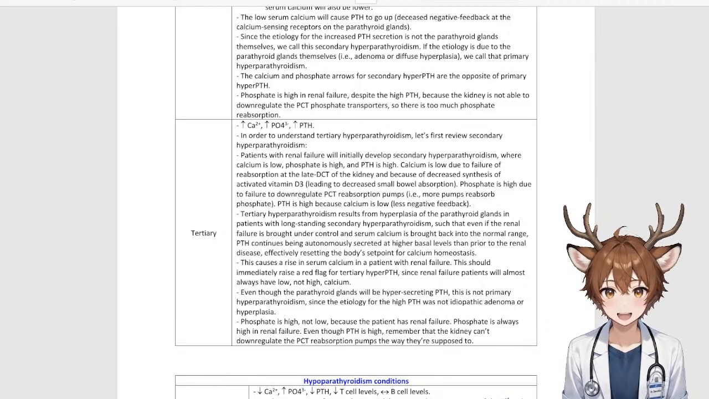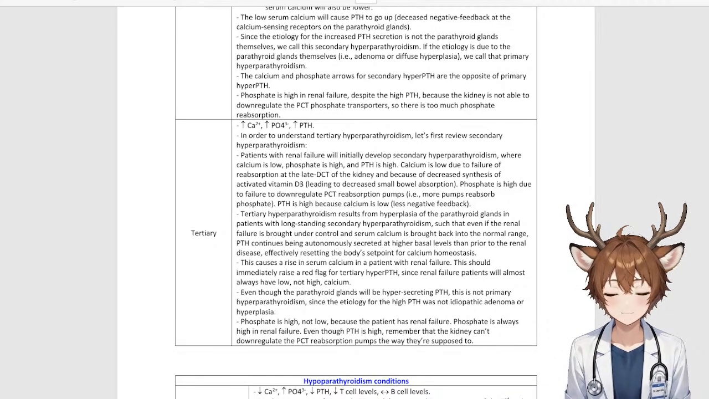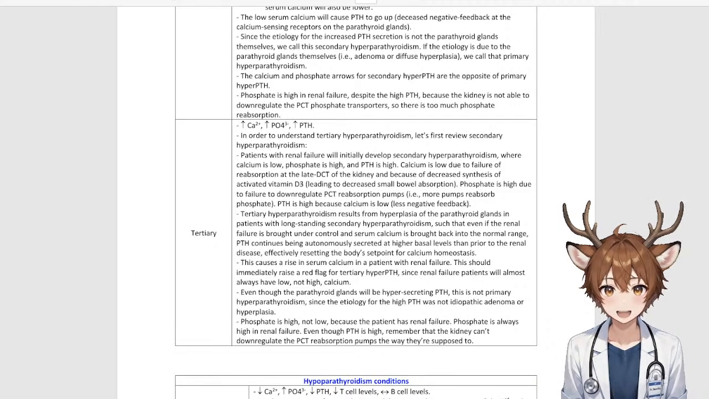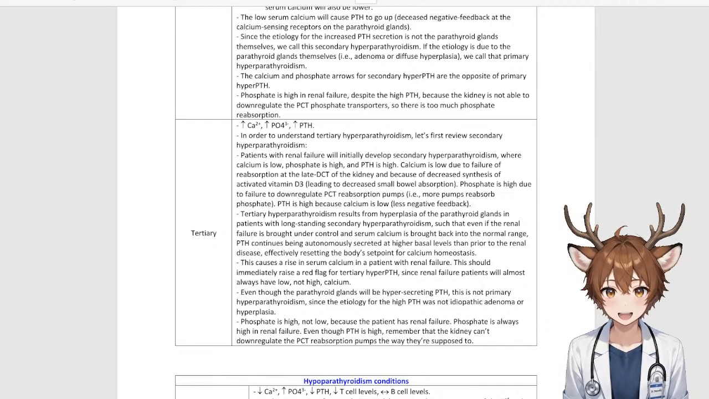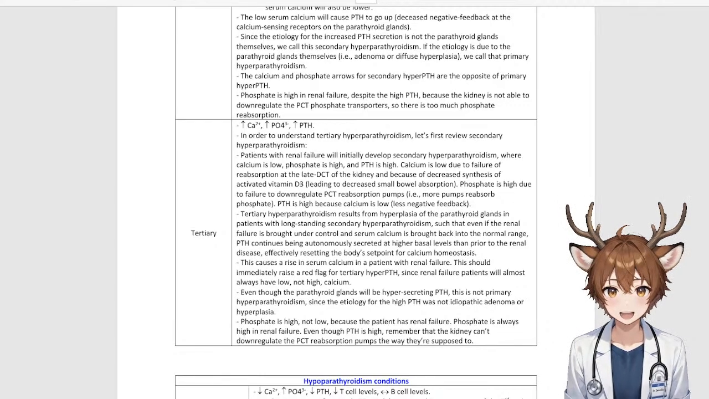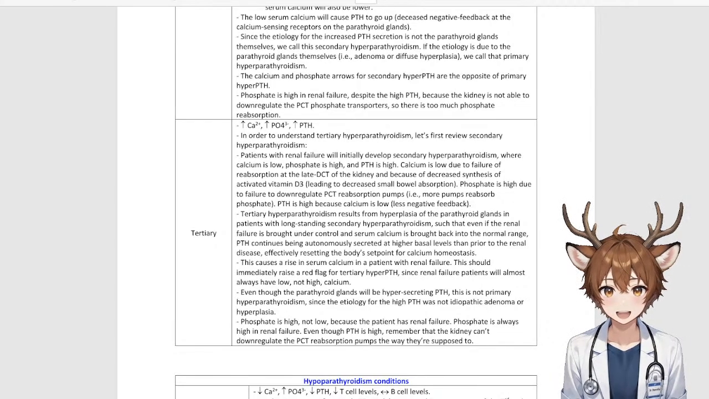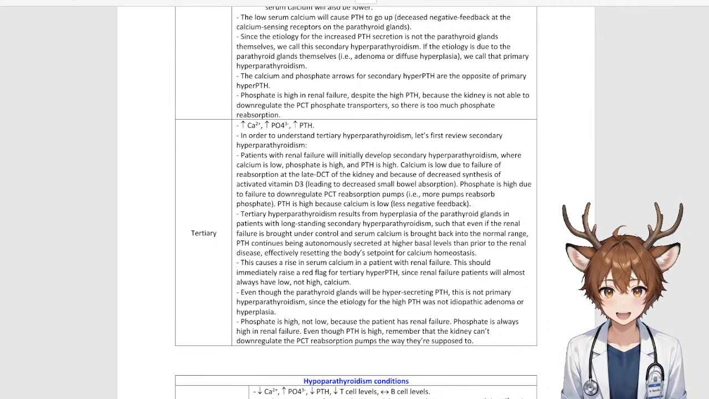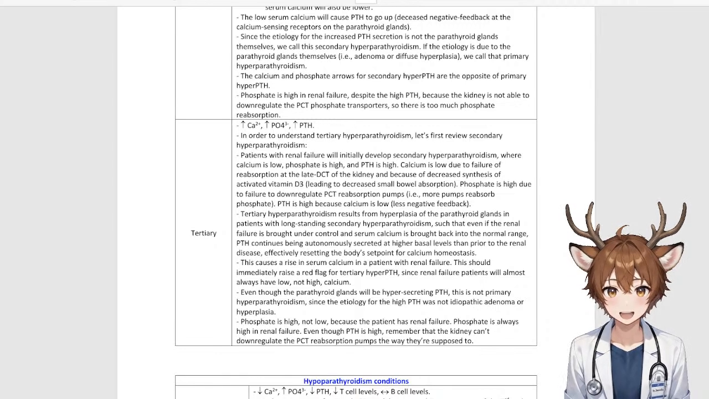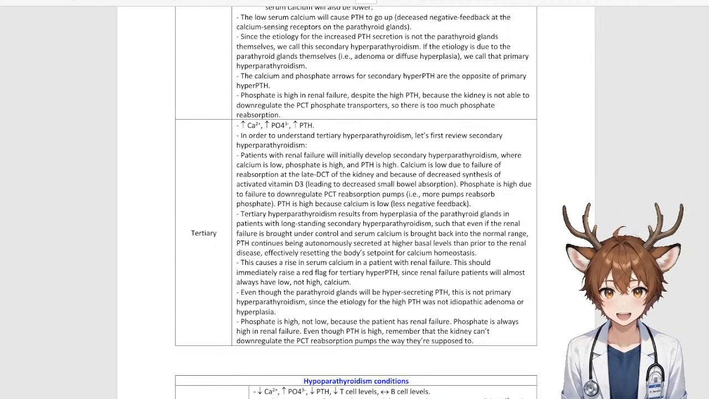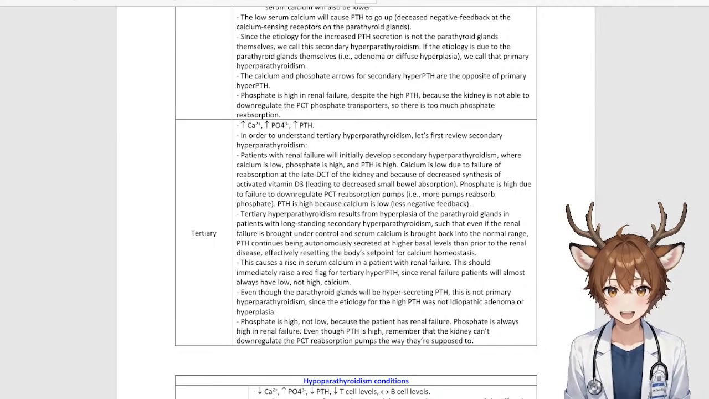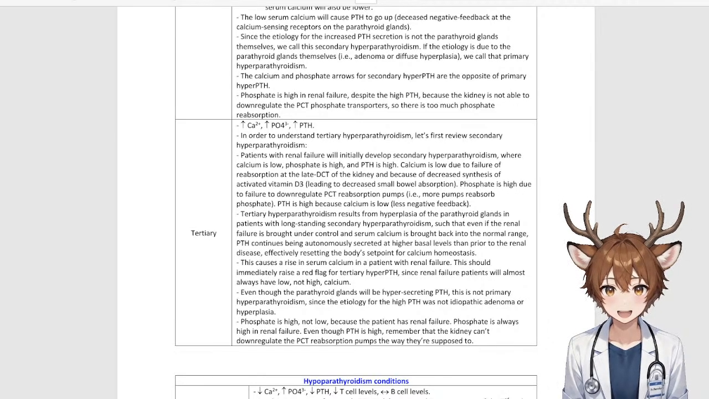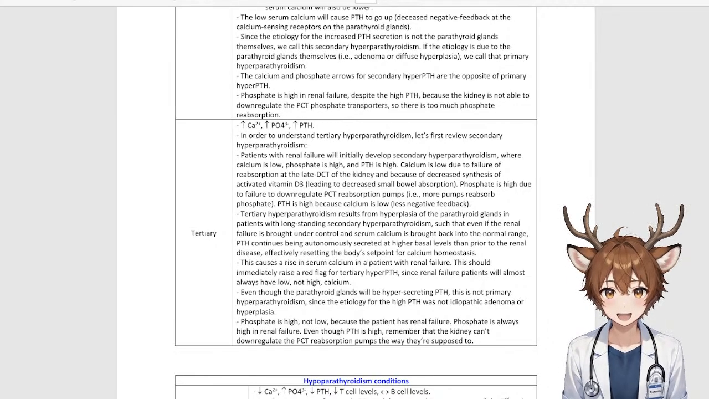Tertiary hyperparathyroidism results from hyperplasia of the parathyroid glands in patients with long-standing secondary hyperparathyroidism. That's interesting. So it's from the secondary type, such that even if the renal failure is brought under control and serum calcium is brought back into normal range, PTH continues being autonomously secreted at higher basal levels than prior to the renal disease, effectively resetting the body's set point for calcium homeostasis. That's very, very interesting.